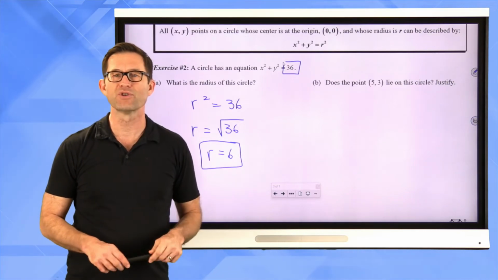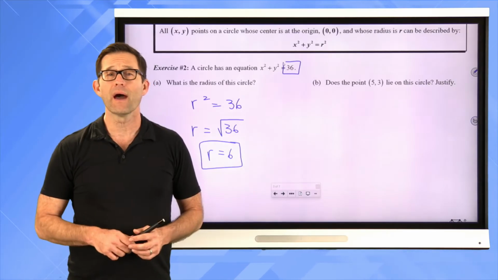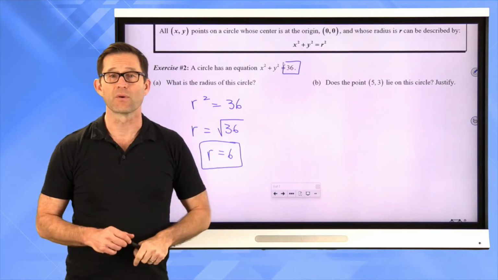Now letter B, a little bit more challenging. Does the point 5 comma 3 lie on this circle? Justify. Well, pause the video now and see if you can figure out whether the point 5 comma 3 would lie on this circle.